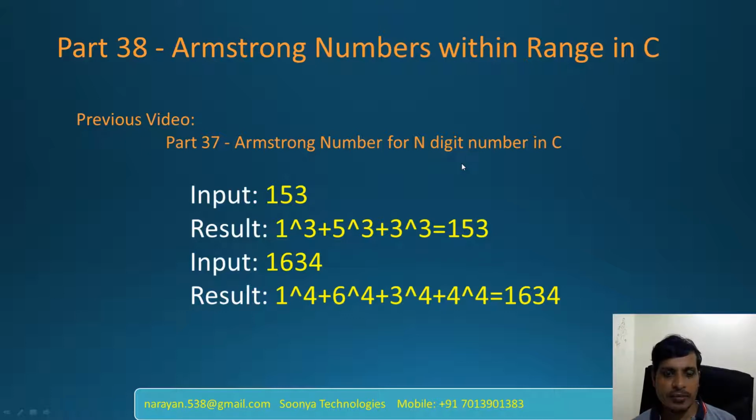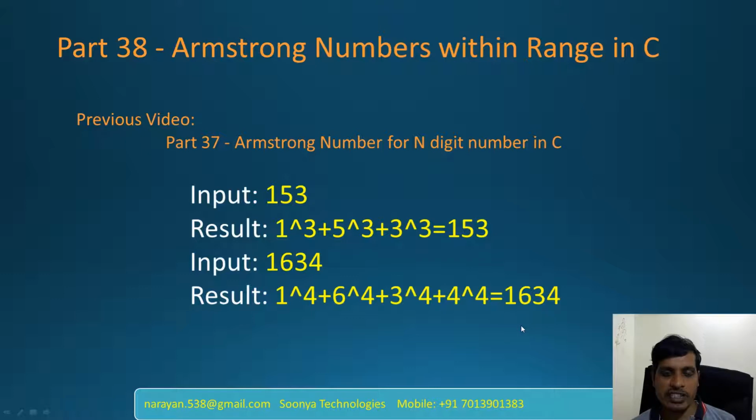What is an Armstrong number? Here we have input number 153. First we need to get the individual digits like 1, 5, 3. It contains 3 digits, so we need the sum of cubes of individual digits to equal the input. Here 1 cube plus 5 cube plus 3 cube is equal to 153, so 153 is an Armstrong number. Here we have another number, 1634. It contains 4 digits, so 1 power 4 plus 6 power 4 plus 3 power 4 plus 4 power 4 equals 1634. 1634 is an Armstrong number.